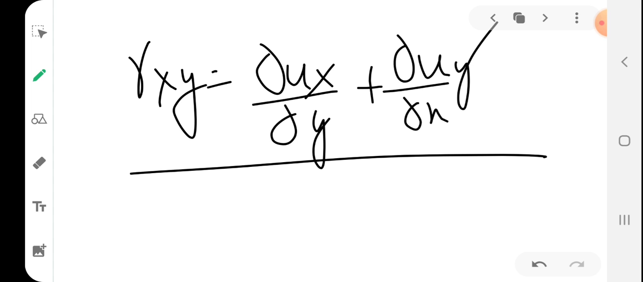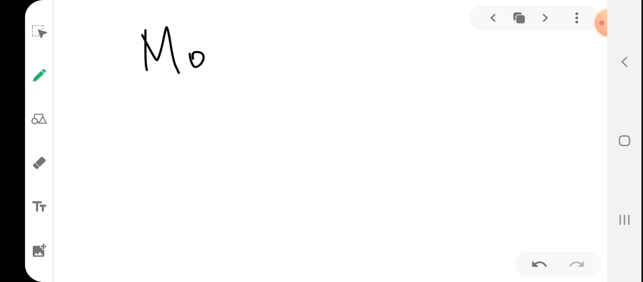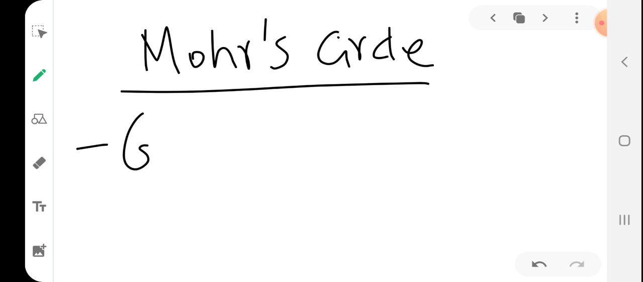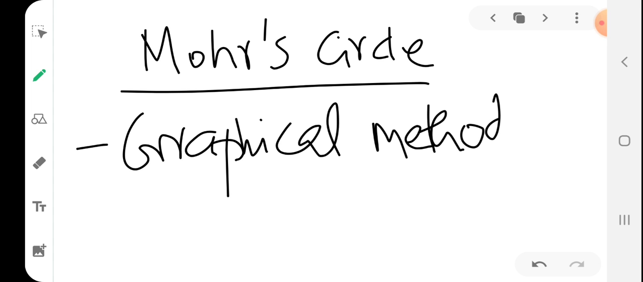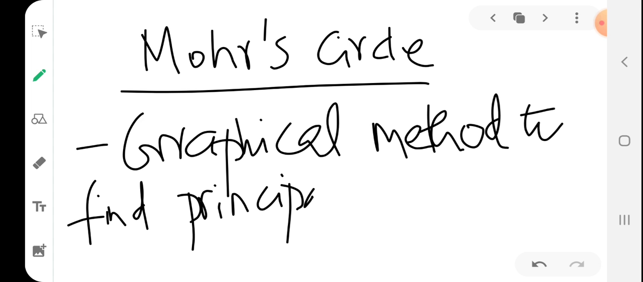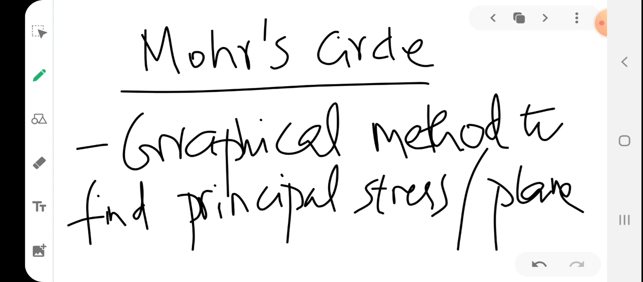Now we will move to an important method or concept called Mohr's circle. Very important. This is a graphical method to find principal stresses and principal planes, and the stress at any plane. So here we are trying the 2D method, Mohr's circle in 2D, for the 2D case only. So I will show you how.